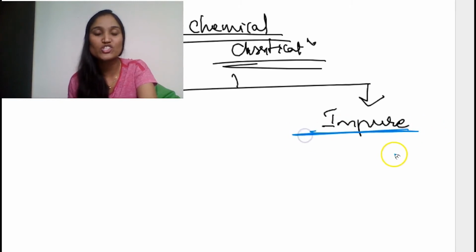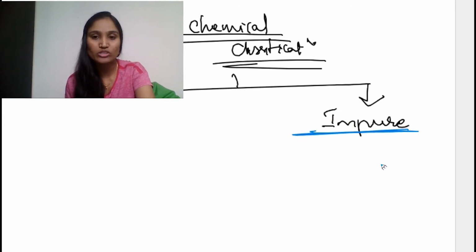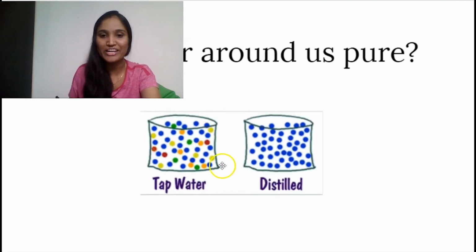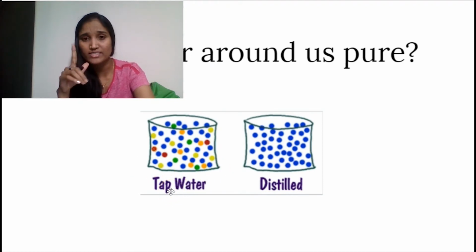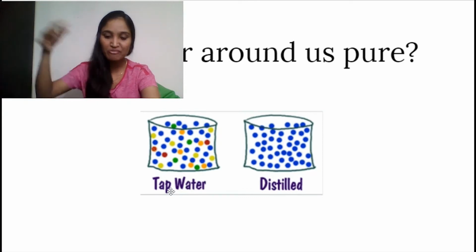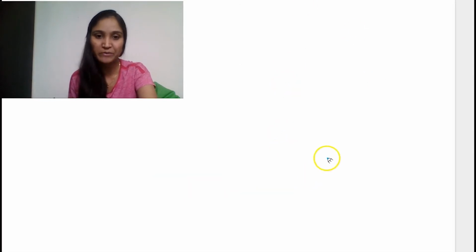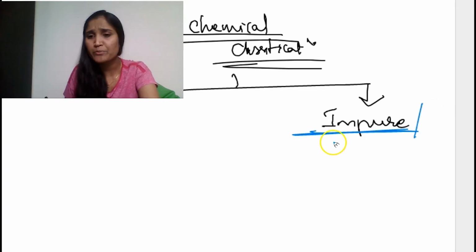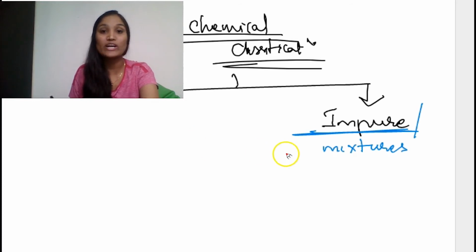Impure substances are the ones which contain more than one type of molecule in a sample. For example, I don't need to draw, I have an image. Look at this tap water, all different colored molecules in one sample. So this is impure. But you tell me, being impure, is it always harmful? No. Impurity need not be harmful always. In real life, we have misused the terms purity and impurity. Okay? So now coming back, most important thing: impure substances are also called mixtures.